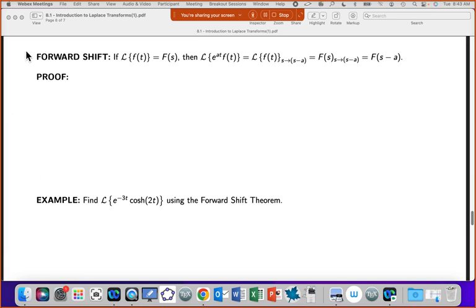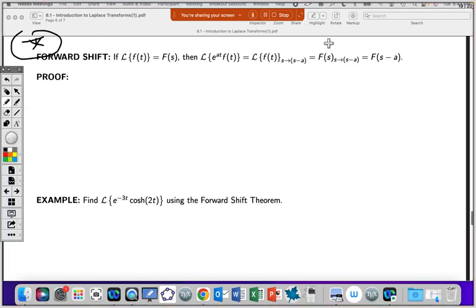Here's another nice property. This is called the forward shift property. There's a couple different reasons you can think of it that way. If you think of starting in the time domain and moving to the frequency domain as moving stuff forward, right? When we multiply by an e to the at, what happens is we shift our s from s to s minus a. So it's putting it a units ahead of where it used to be.